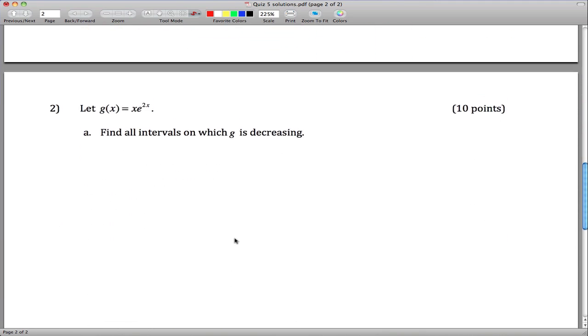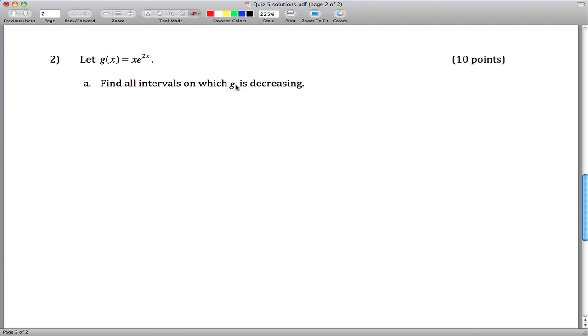Number 2, here's a function. Find all intervals on which this function is decreasing. Alright, decreasing means the first derivative is less than 0. Okay, let's find the first derivative. It looks like a product rule. This times this: the derivative of x is 1, leave e to the 2x alone, and then add to that, leave x alone, and take the derivative of e to the 2x.